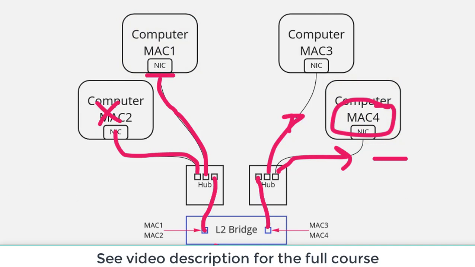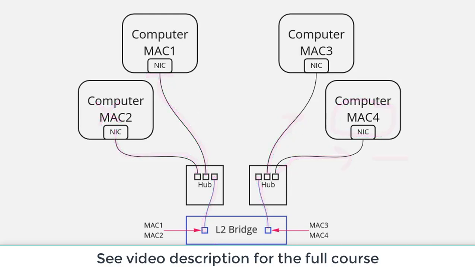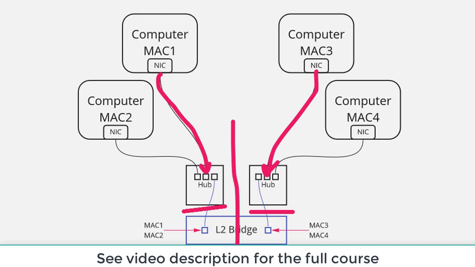So the end result is we have eliminated some unnecessary traffic from hitting some of our machines. But the other major impact is we have cut our collision domain in half. So now there's no reason that computer 1 and computer 3 can't transmit at the same time. Each hub is a collision domain, but the layer 2 bridge essentially breaks that collision domain in half. So now we're going to have fewer collisions as well, which is also more efficient. And so the layer 2 bridge was essentially a precursor to what we now know as a switch.